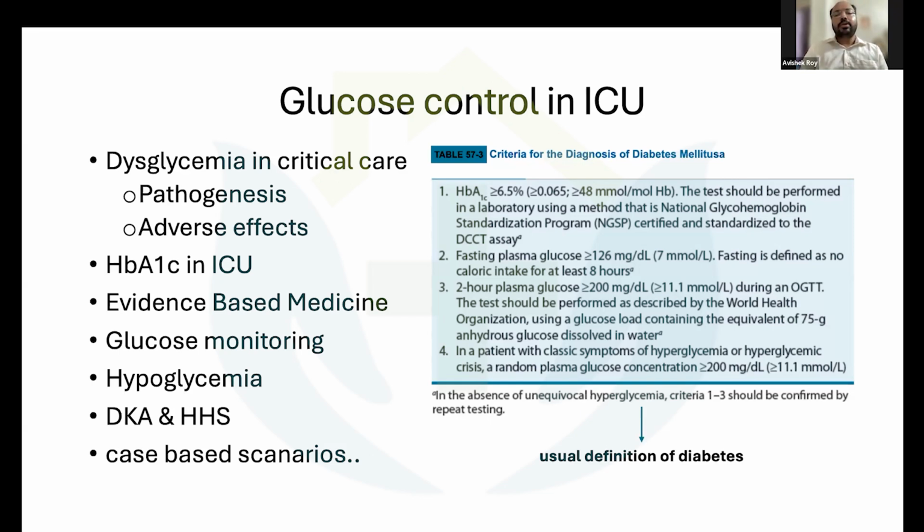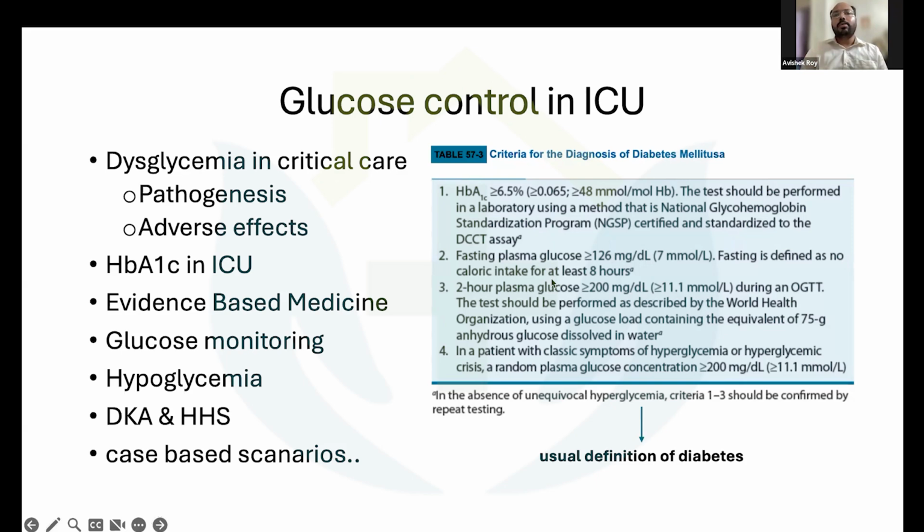Coming to the first thing first, what is the current definition of diabetes? If it is a single HbA1c value of more than 6.5%, the test should be performed in a laboratory using a method standardized by the National Glycohemoglobin Standardization Program. Fasting plasma sugar should be more than 126, and fasting is defined as no food for at least 8 hours.